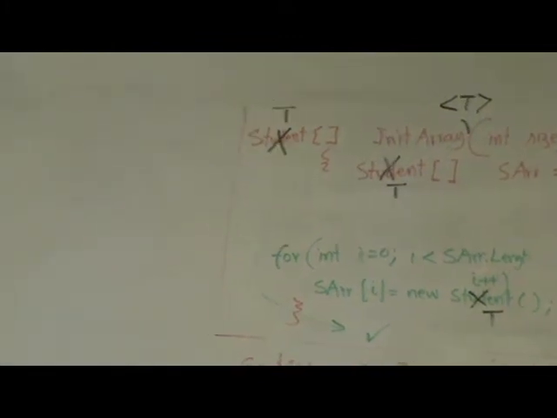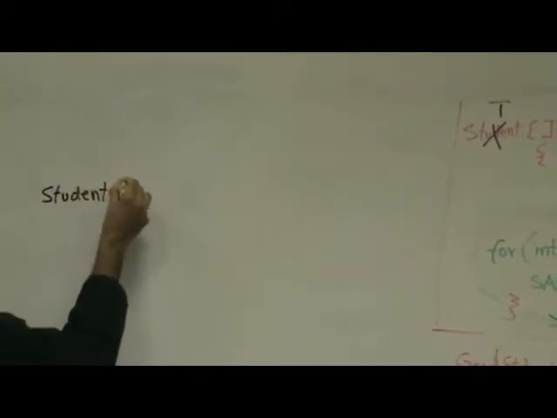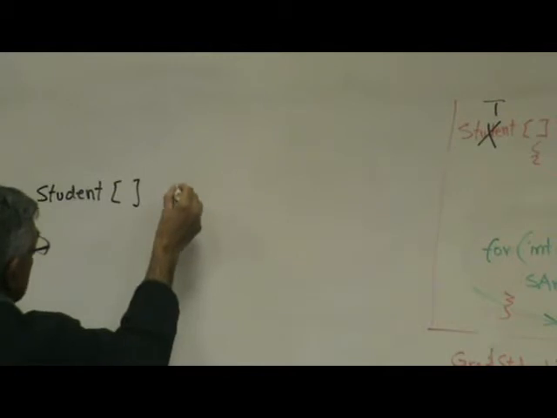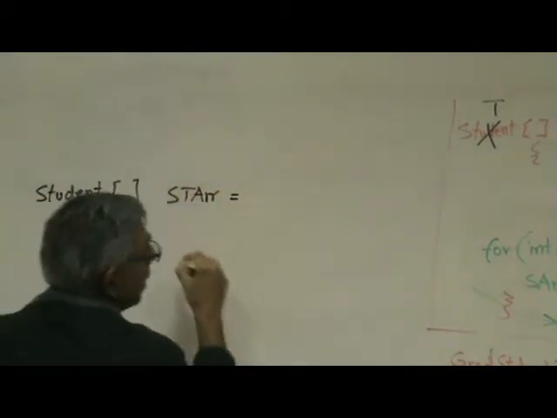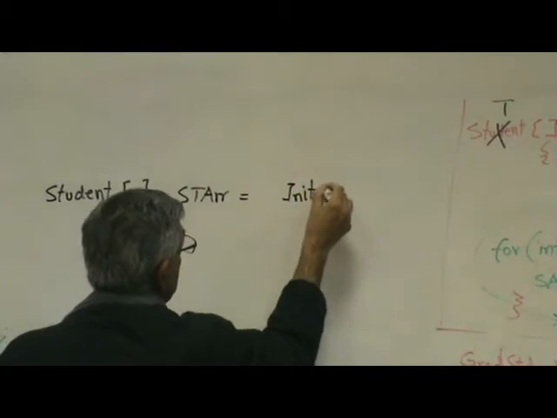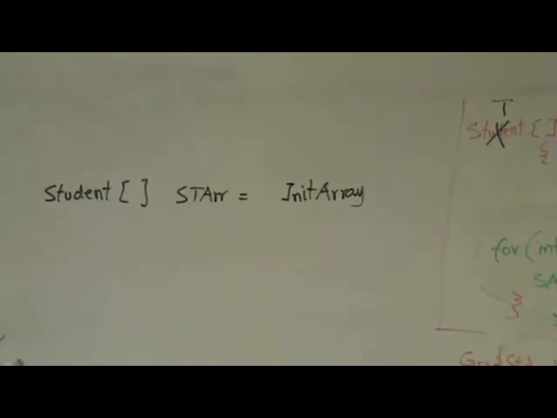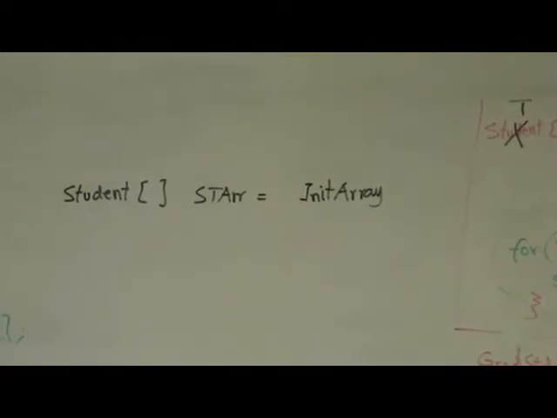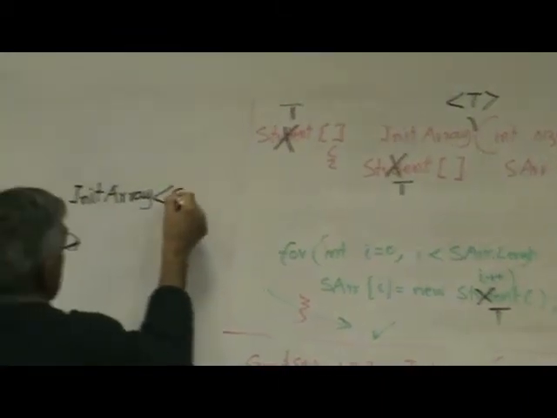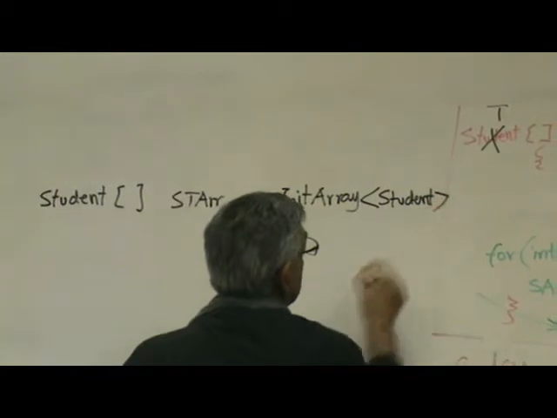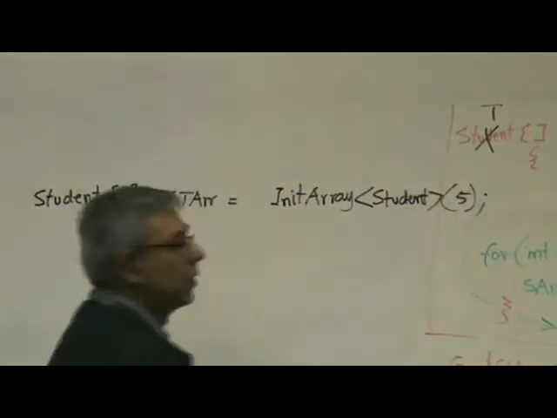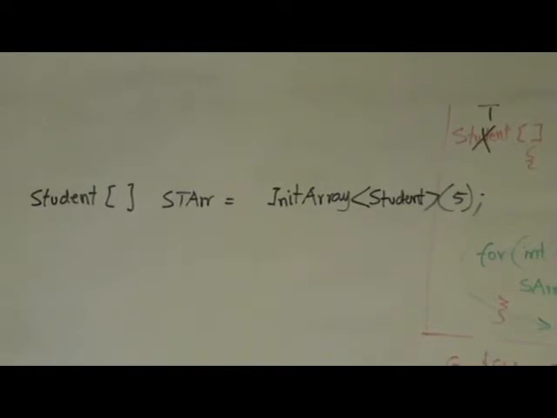So the calling code will look something like this now. Student, let's say SD array equal to init array. Okay, now remember, as I mentioned, it's a good practice to be explicit in the calling code. The calling code decides what should be the type T. So because after the name of the method we have type T, what should I say over here? Student and 5. So this will give me an array of 5 students.